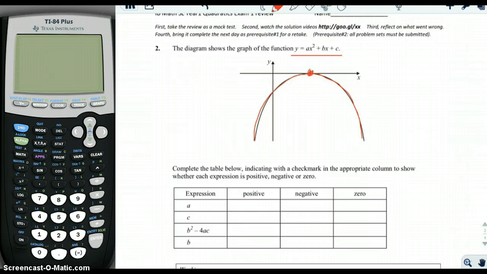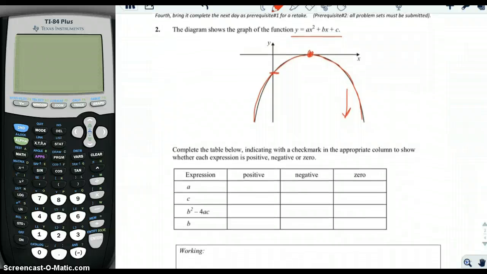You see that the parabola opens down instead of opening up. That tells you something. And one more thing is that you see that the parabola crosses the y-axis at this point, which you don't know exactly where it is, but you know that it's below the x-axis, for example. So let's see what they're going to ask us. Complete the table below indicating with a check mark in the appropriate column to show whether each expression is positive, negative, or 0. Okay, so let's see.